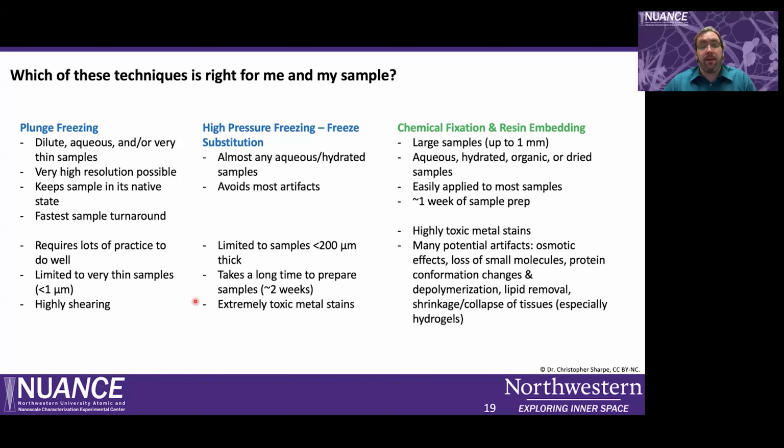So a high pressure freezing freeze sub run is going to run more on the order of 2 weeks just to do your freezing, freeze substitution, and then your en bloc staining and resin embedding, which, as it usually takes multiple runs to get a protocol perfectly refined, means that these take a little bit longer. The other downside of high pressure freezing freeze substitution are these extremely toxic metal stains. You do need to handle them pretty carefully and be very mindful when using them because they are quite toxic and quite hazardous.